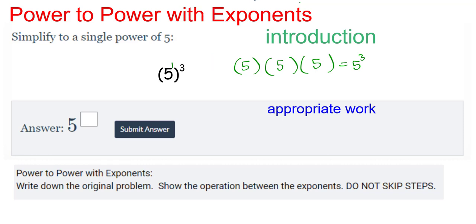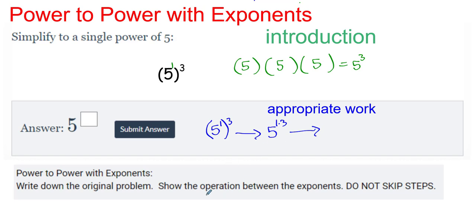Switching over to blue and showing our appropriate work, we'll start by writing down the original problem. So I'm going to write 5 to the power of 1 in parentheses with the power of 3 on the outside. Well, what would I do to 1 and 3 in order to get 3? Well, you'd have to multiply. 1 times 3 is 3, and that's the rule for it. So I'm going to write base 5, 1 multiplied by 3. And that's my appropriate work.